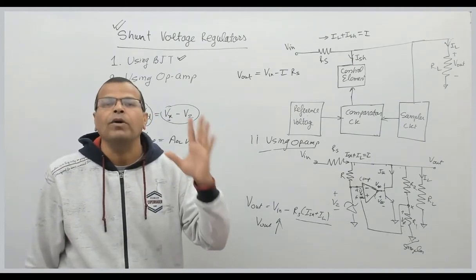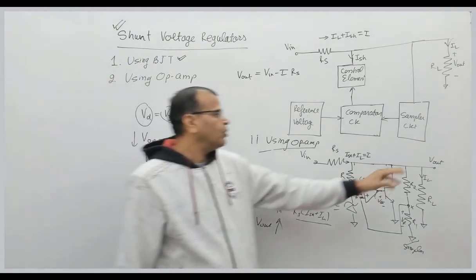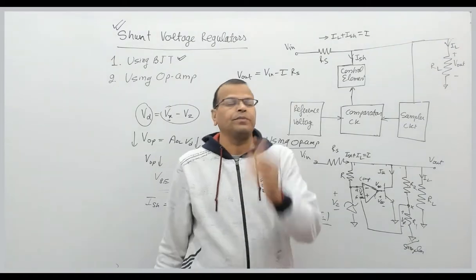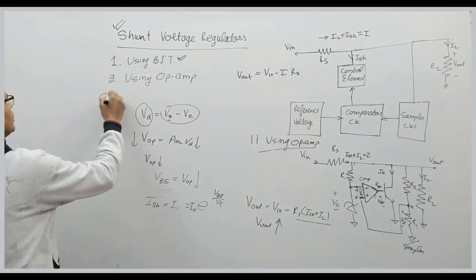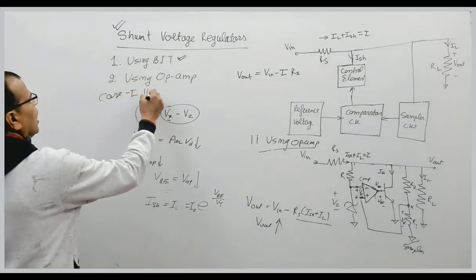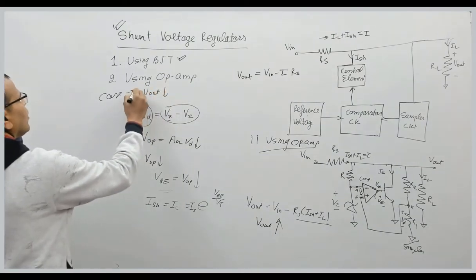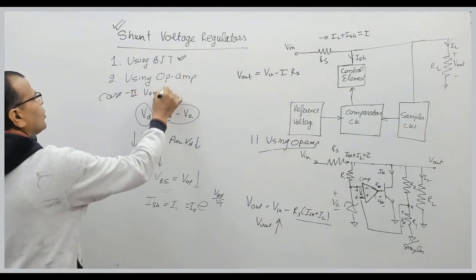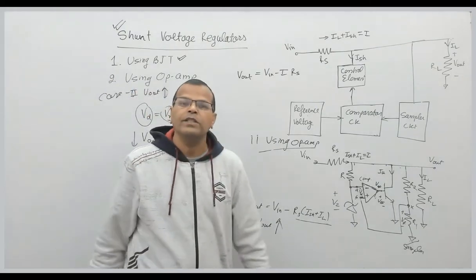Now let us talk about case 2. In case 2, suppose the output voltage is increased. So case 1 was where the output voltage is reduced, and now in case 2, suppose the output voltage is increased. How can the output voltage increase?